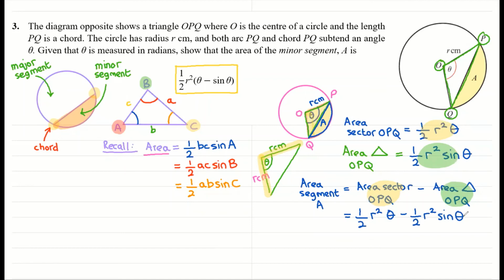Okay, now we haven't quite got the formula that I wanted. Now it looks like there's a half r squared factored out. And you can see here, we can factor out a half r squared from both of these terms. Okay, so I'm fully entitled now to write down that final version. So this is rather nice. So we get 1/2 r squared, open a bracket, and then we'll have theta subtract sine theta. Okay, and that concludes this example and this lesson.